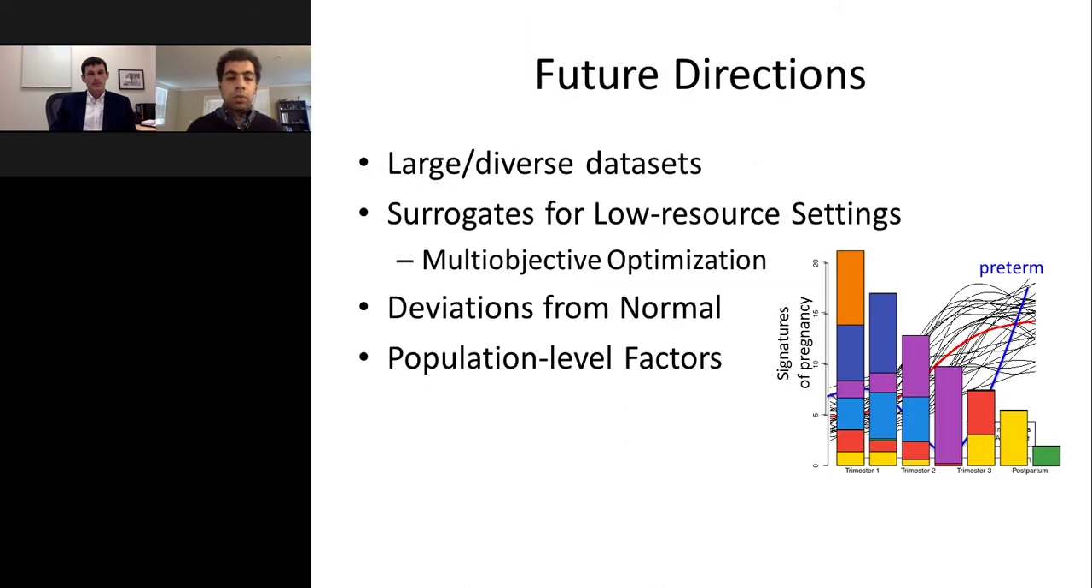In terms of future directions for the bioinformatics part of the talk, obviously our small pilot study, we are very interested in looking at larger and more diverse data sets that have a significant number of preterm births. We're working with several other collaborators to expand our efforts into larger data sets from the developing world particularly. In terms of the bioinformatics analysis of these data sets, we are very interested in multi-objective optimization as well, especially for low resource settings.